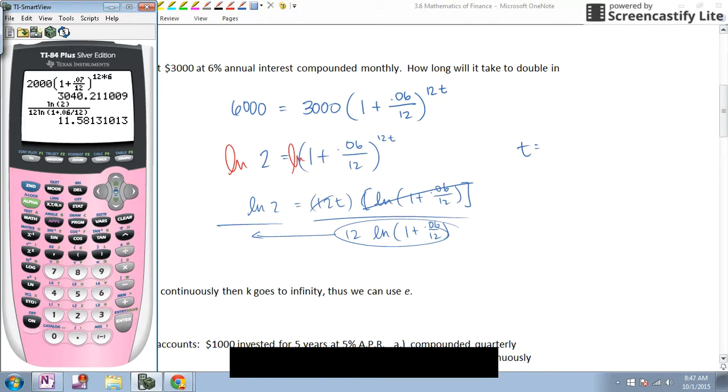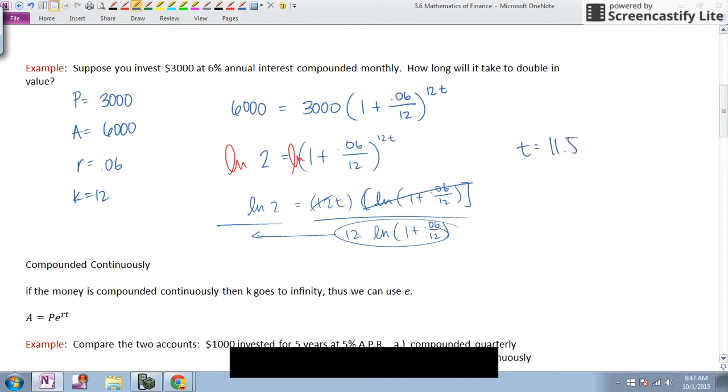11.58 years. So that is how long it would take for it to double. And if you're somebody who wants to know how many months that is, take the 0.58, multiply it by 12, and see how many months that is. So there it is. 11.58 years is how long it will take for my money to double in that account.